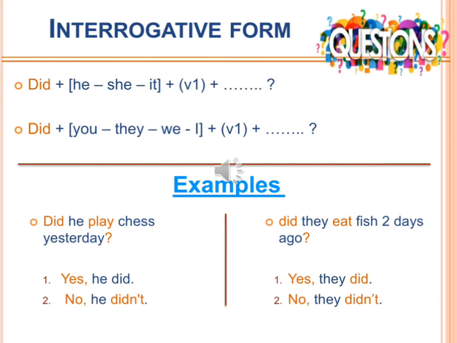Interrogative form, questions. We use did with he, she, it, plus verb 1. We also use did with you, they, we, and I, plus verb 1. Examples: Did he play chess yesterday? Yes, he did. Or no, he didn't. Did they eat fish 2 days ago? Yes, they did. No, they didn't.